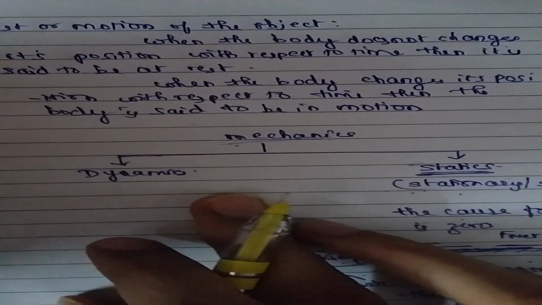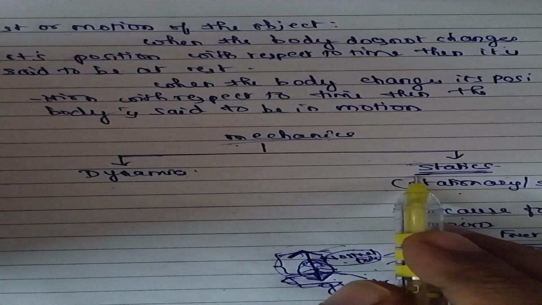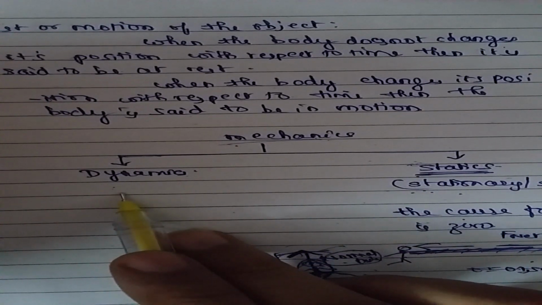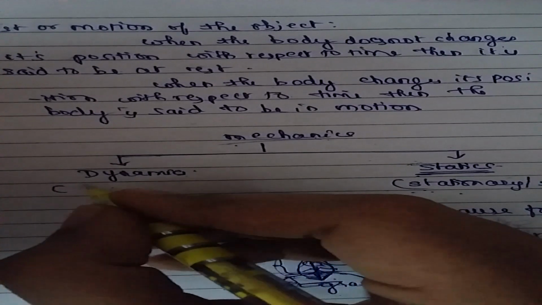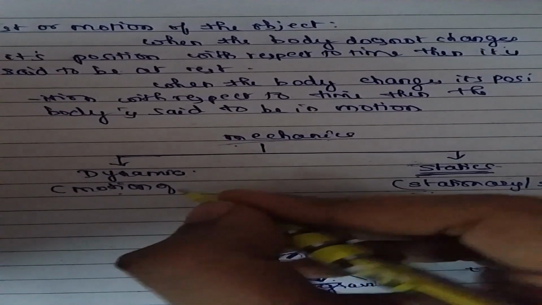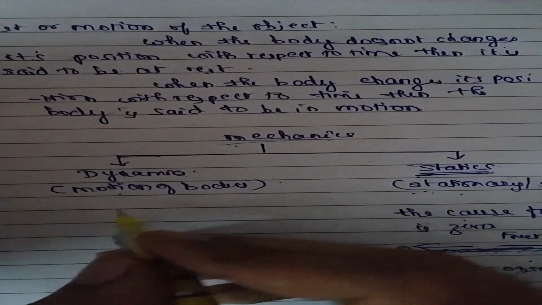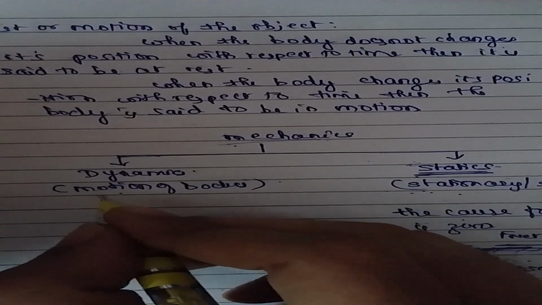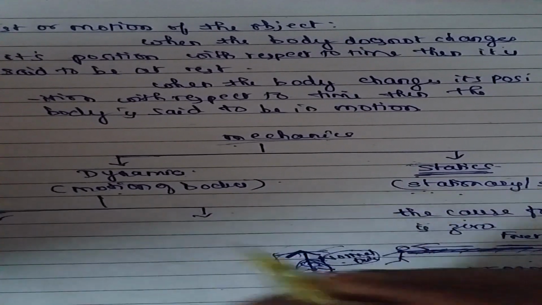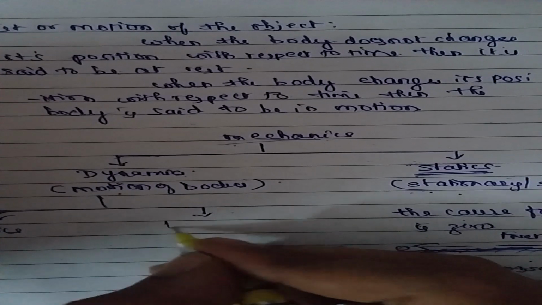Now let us come to another branch of mechanics, that is dynamics. We know statics deals with stationary bodies, and dynamics deals with bodies in motion. This is the branch of mechanics which deals with the motion of bodies. Dynamics can be further divided into two branches, that is kinetics and kinematics.